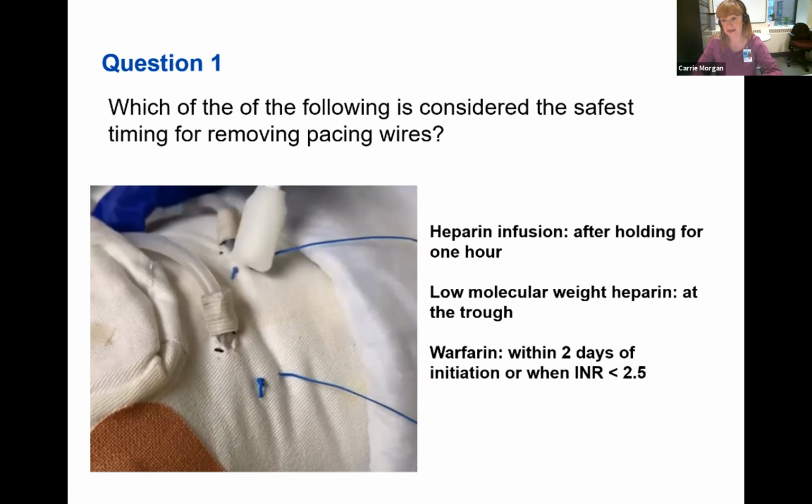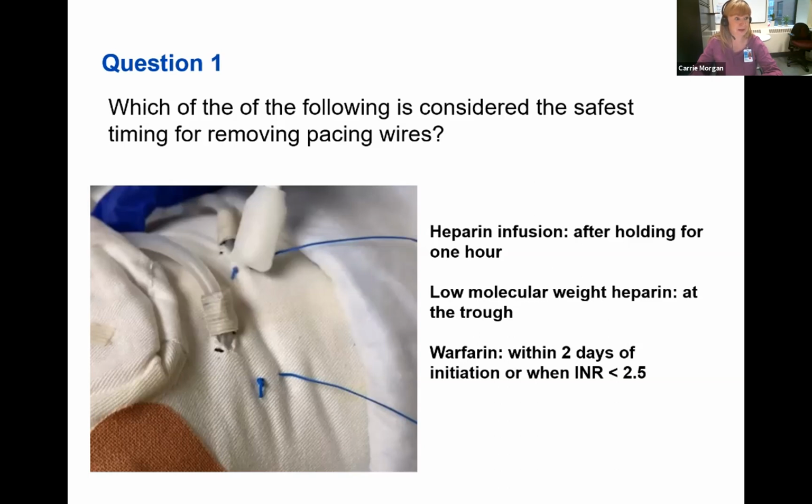If they're on a standard heparin infusion, generally you need to wait at least 2 hours, ideally 2 to 4 hours, before removal. And typically, it's recommended to pull the wires before a patient starts on warfarin, or at least when the INR is less than 1.5.